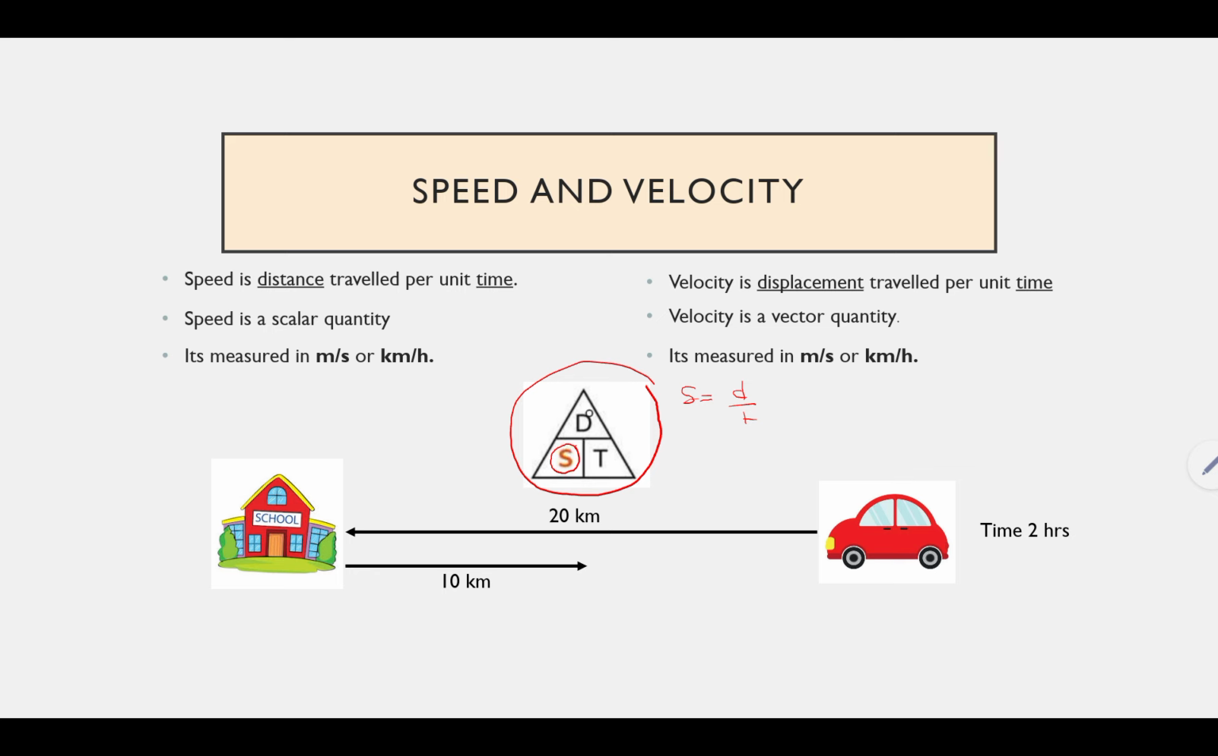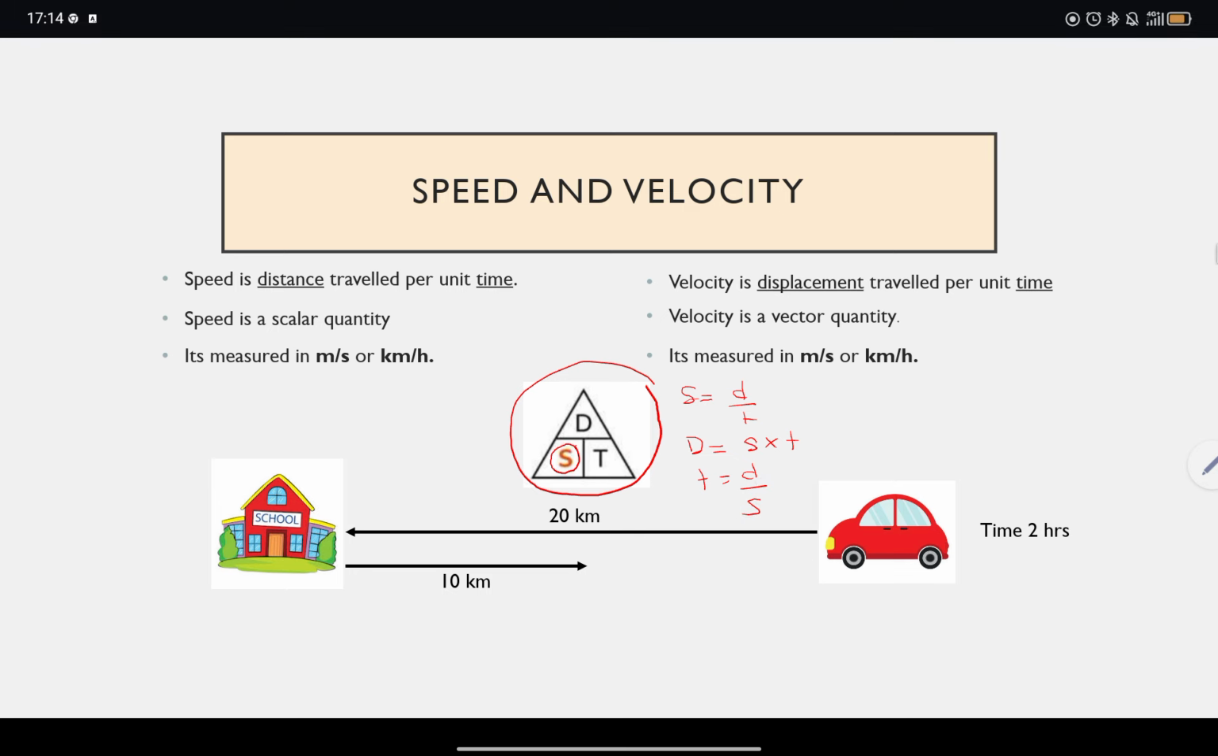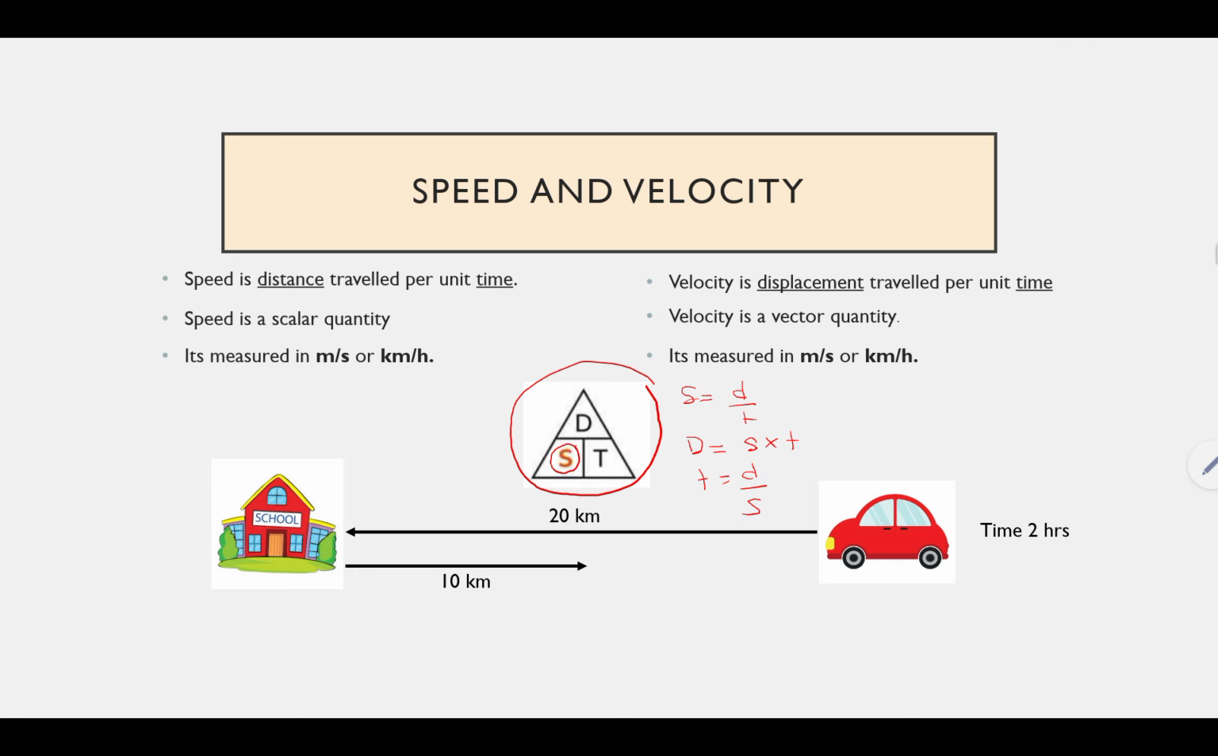Okay, if I want distance, speed and time are next to each other, so I multiply them. If I want time, look at the magic triangle. Distance is up, speed is down. So it's distance over speed. Okay, I hope that makes it easier.